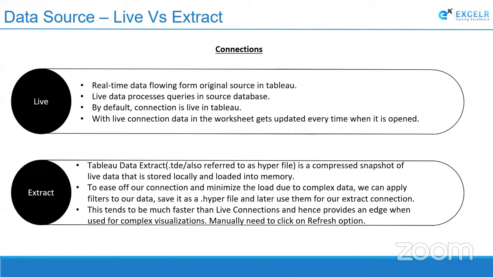Whenever I want to refresh it and get the latest data, I just click on refresh so that it will again go to the data source, get the data and store it into Tableau. It will replace the old data with a newer one. Now you get the latest data. This is called an extract. Hope it is clear now. If you have any queries, you can post them in the chat. If not, then let's move on to the next slide.